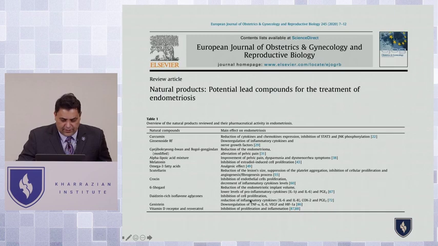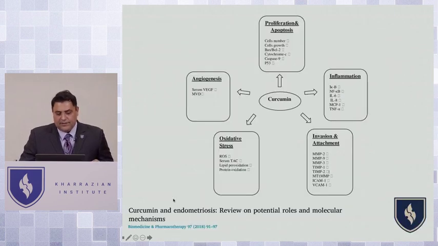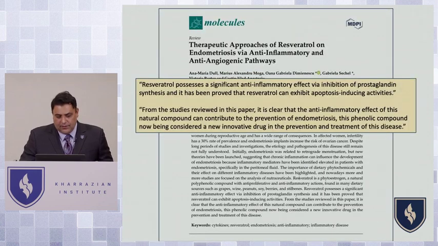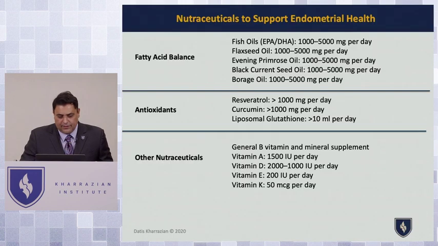There's a list of products in this review paper: curcumin, anti-inflammatory compounds like omega-3 fatty acids, vitamin D, daidzein, genistein have all been shown to have some effects. One of the most powerful ones is curcumin. That seems to have a major impact on the inflammatory response. Resveratrol also, again, shows to have some promising effects.